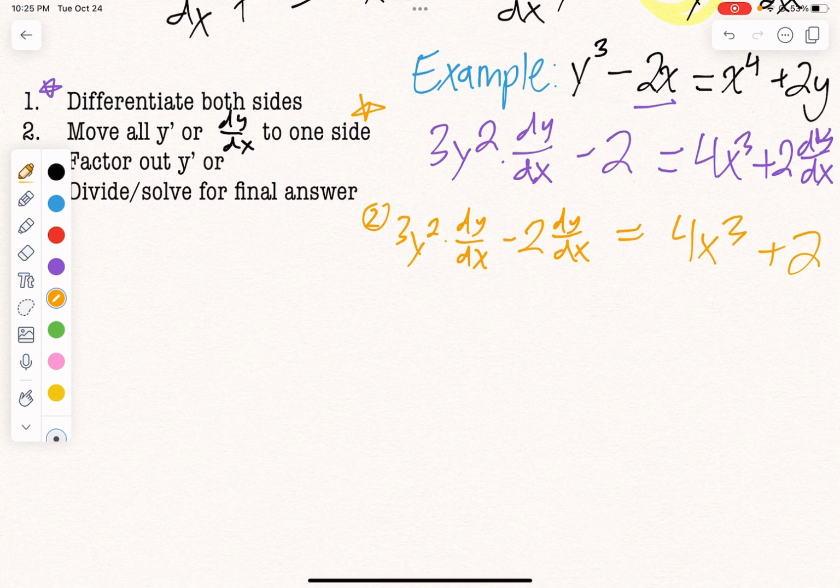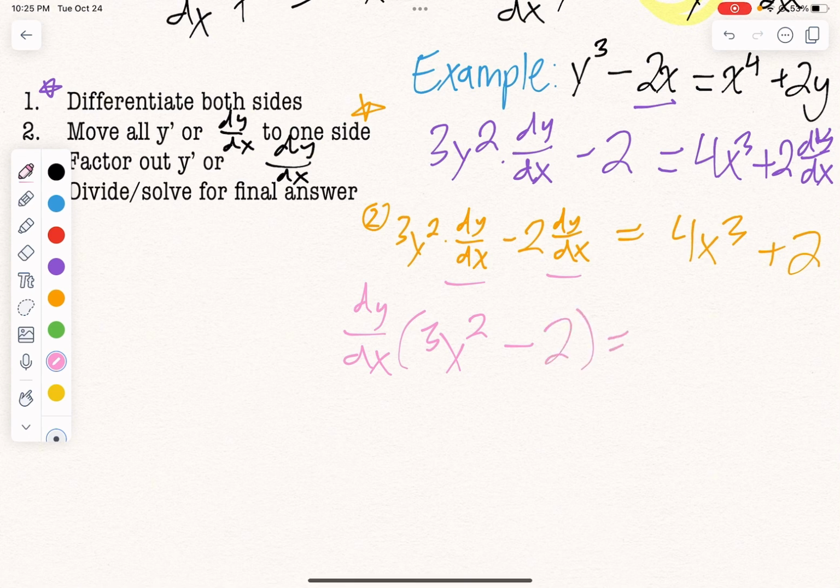Now we're going to factor out our y primes, or dy dx's. When you factor those out, you will have dy dx times 3y squared minus 2 equals 4x to the third plus 2. And then you just divide it out over here. We'll actually be using green.